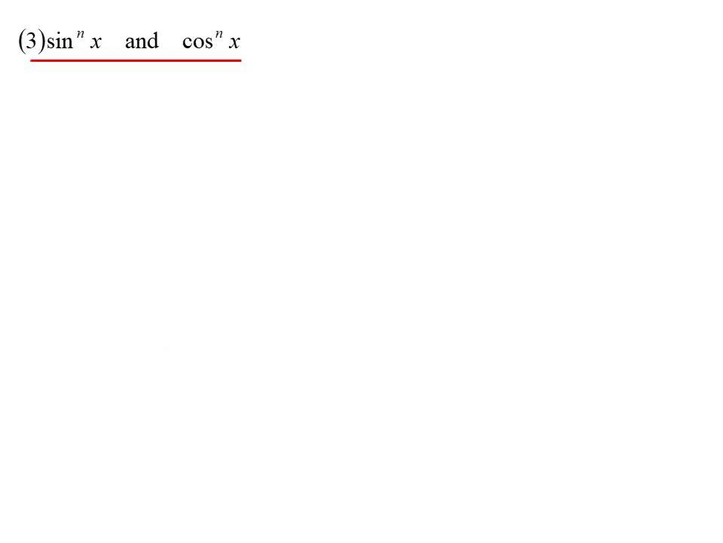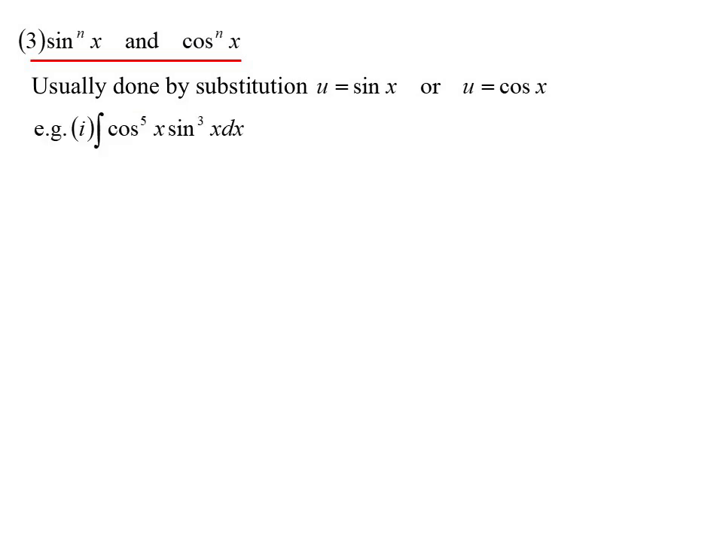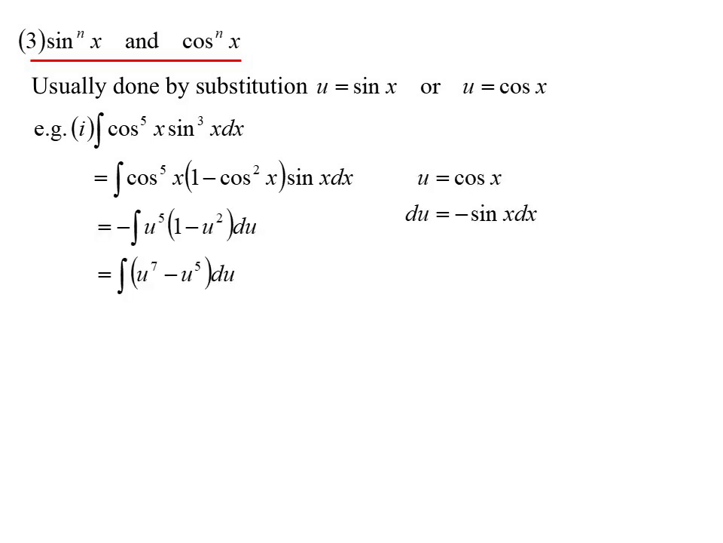Okay, but what happens if you have a combination of both? Sine to the power of something and cos to the power of something. Usually it's just going to be a basic substitution, either u equals sine x or cos x, just depending. Something like this: cos to the power of 5 x times sine cubed x. I can rewrite it. Sine cubed, again I'm using that idea of let's pull the sine out and I'll change the sine squared to 1 minus cos squared. I've now got derivative times function. Substitute in, we have it.